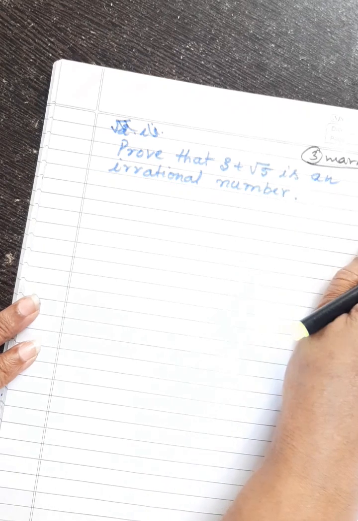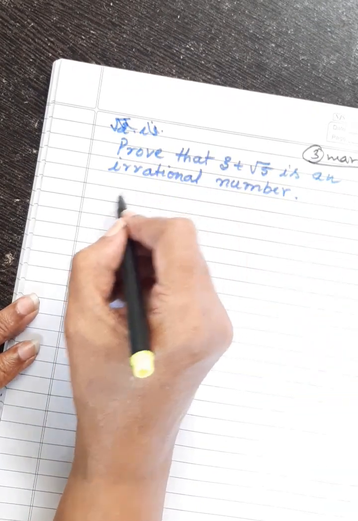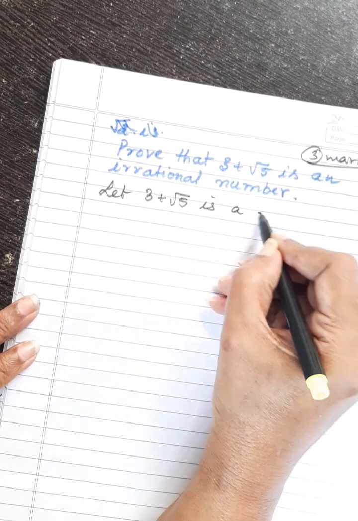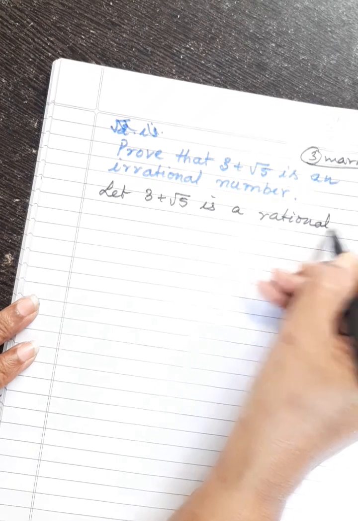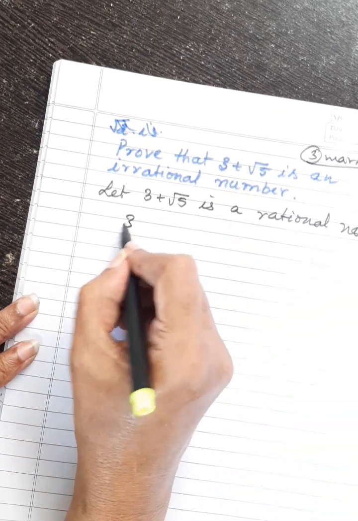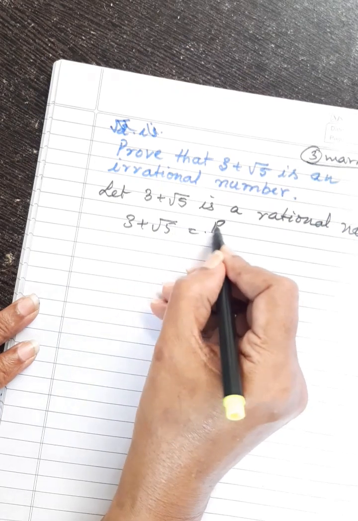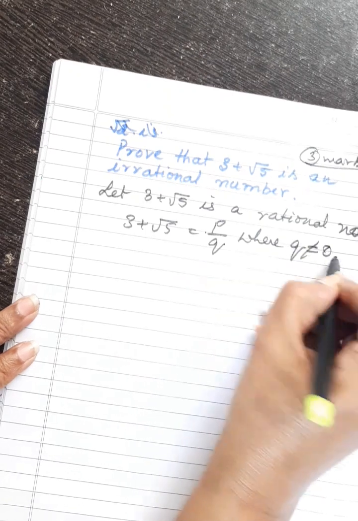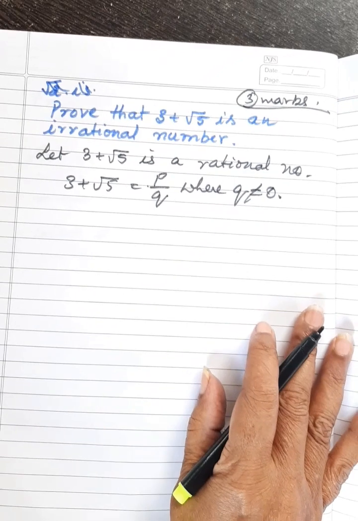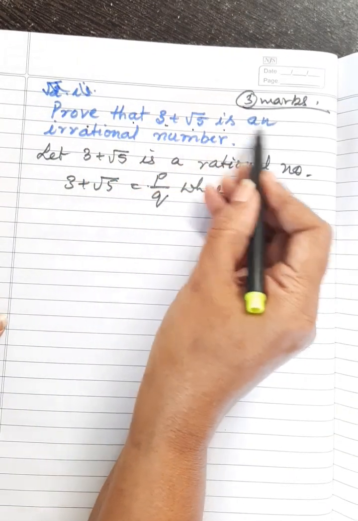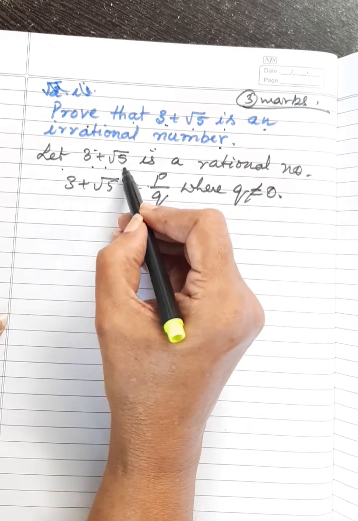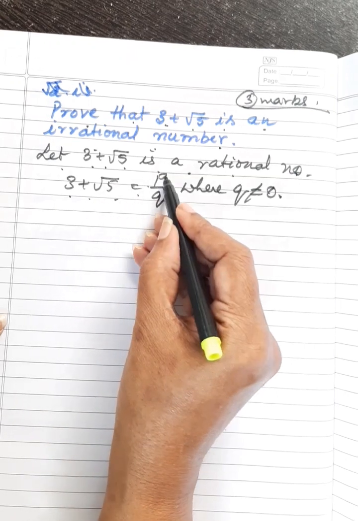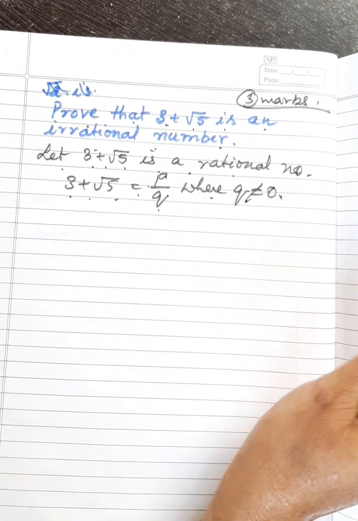See carefully this one. Now let 3 plus root 5 be a rational number. 3 plus root 5 equals P by Q, where Q is not equal to 0. Prove that 3 plus root 5 is an irrational number. Let 3 plus root 5 be a rational number. 3 plus root 5 is equal to P by Q, where Q is not equal to 0.